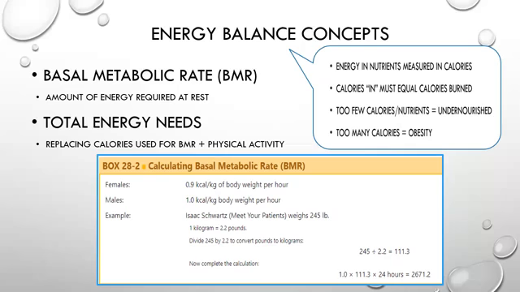So look at my bubble here. It's got some important concepts. Energy and nutrients are measured in calories, right? So that BMR is going to be a calorie count. If your basal metabolic rate is 2,000 calories and you intake 2,000 calories per day, you won't gain weight, you won't lose weight. If you only intake 1,500 calories, you'll lose weight. If you intake 2,500 calories, you'll gain weight. So calories in must equal calories burned to maintain your weight.